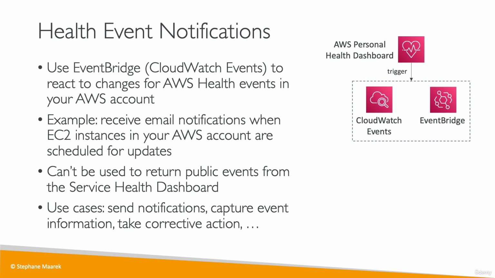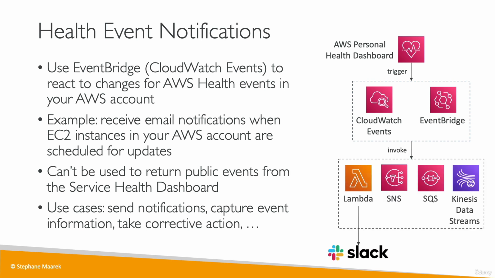For example, sending notifications, capturing event information, or taking automatic corrective actions if you know how to do so using some automation. CloudWatch Events or EventBridge can invoke Lambda, SNS, SQS, or Kinesis Data Streams. For example, if you have Lambda, you can do whatever you want with it and take some corrective action if this is something that happens a lot in your accounts. So that's it. Now let's have a look at the health dashboard.